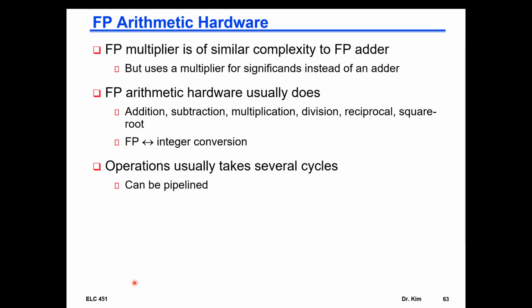This, no doubt, is going to take several cycles of the CPU. You don't want to constrain the frequency of the CPU by how long the floating point takes. So it's going to take several cycles, and usually it's pipelined. And you're going to understand what that is in chapter 4. So we can speed up the throughput, again, the throughput of completion of instructions.